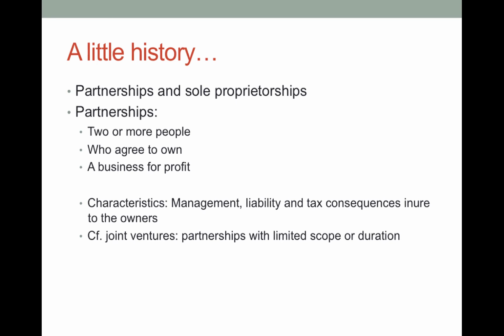A partnership is defined as two or more people who agree to co-own a business for profit. It's created by an agreement. You don't need to do anything fancy for it. You're not filing articles of incorporation with the Secretary of State. It's simply an agreement, and as we've seen before, an agreement can be oral, it can be written, although obviously better if it's written down. But it can be implied through conduct.